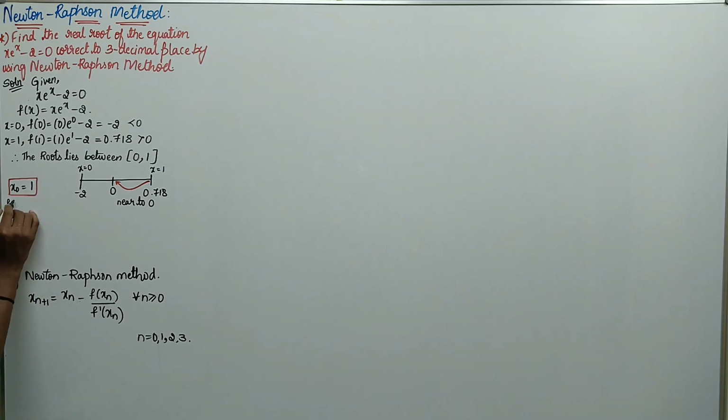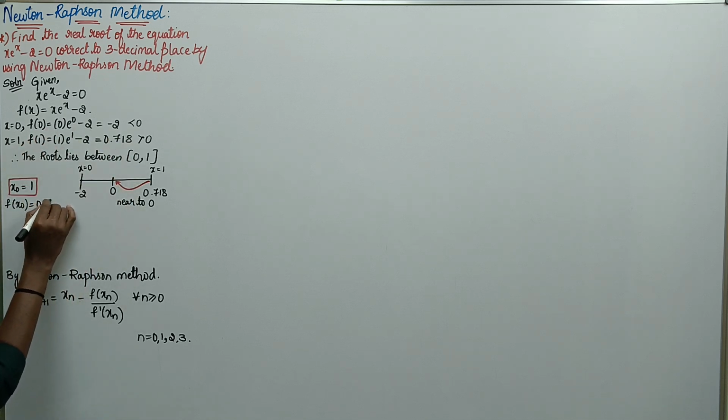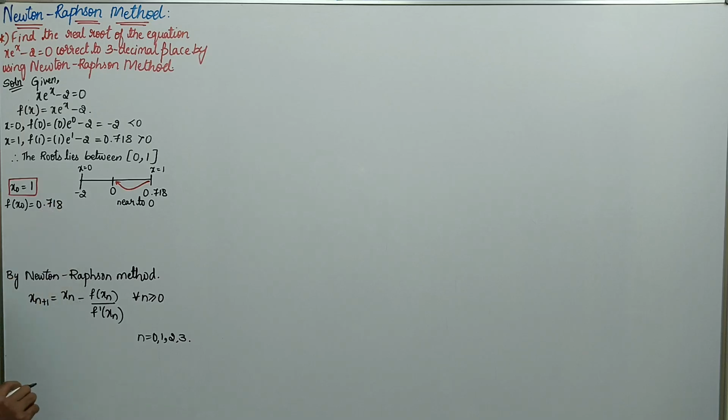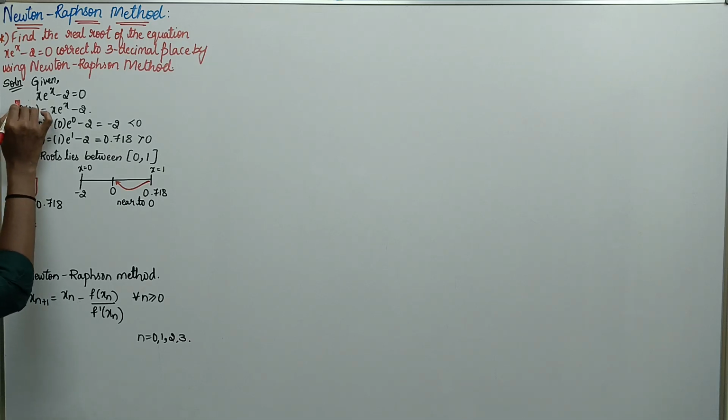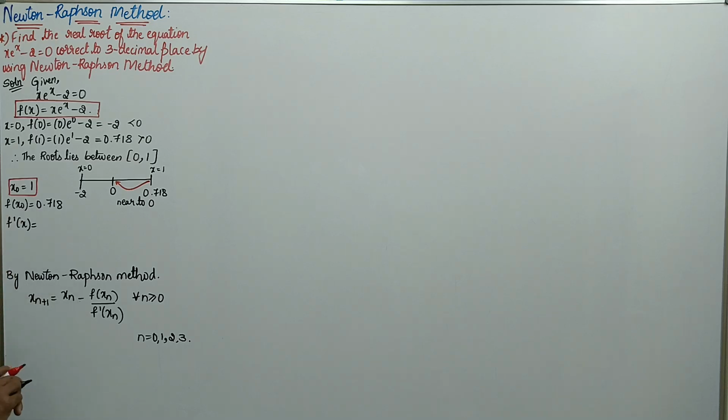Similarly, I am going to represent f of x naught. X naught is 1, corresponding to that value, that is 0.718. This is the f of x naught value. Similarly, I need to represent f dash. To represent f dash, what I am going to do? I am going to differentiate f of x, that is x e power of x minus 2.